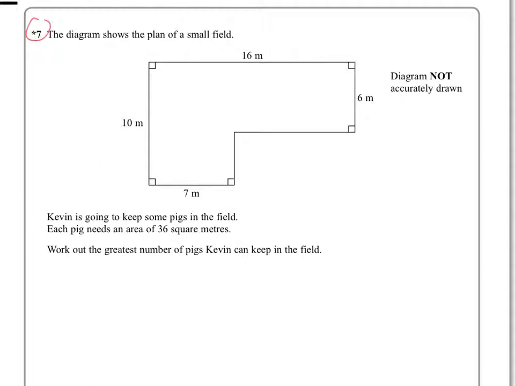Right, okay. So, this diagram shows a plan of a small field, and we're going to keep pigs in the field, and each pig needs 36 square meters, so we need to know how many pigs we can keep in here. We should notice that this is a starred question, so we need to watch out for showing working out here. So, the first thing we'd need to do is find the area of the field. So this is shape A, this is shape B, and this distance here is 9 meters.